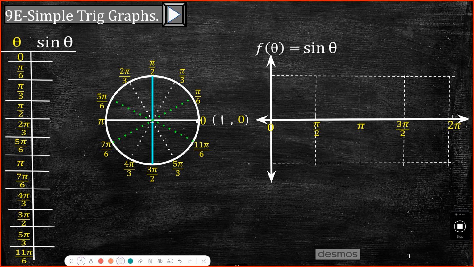Everybody, look up here. What did we say the x coordinate is? That's cosine theta. We're not graphing cosine, we're graphing sine. So I don't care about this for what we're doing here. I care about the y value, because sine of 0 is going to be 0. I just want to get the y coordinates. Understood? Okay.